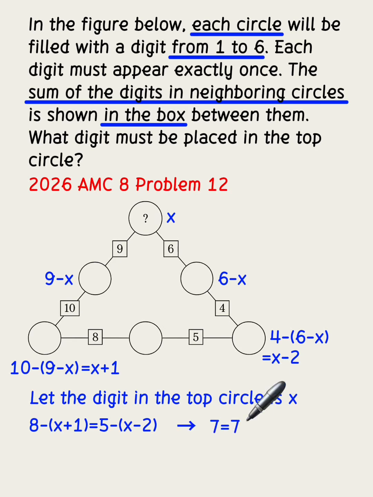This approach does not work, so look at the largest sum, 10. The adjacent digits must be 6 and 4. They cannot both be 5. The bottom left circle must be 6. It cannot be 4, or the 2 circles next to 8 would both be 4.